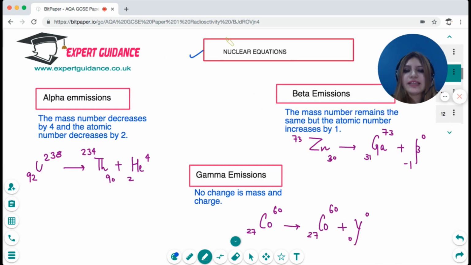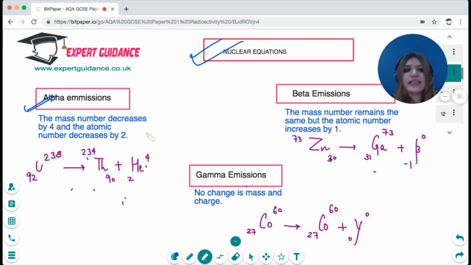Now, in the exam, they can give you a nuclear equation. In the nuclear equation, remember, whenever an alpha particle is emitted, the mass number goes down by 4 and the atomic number by 2. In beta, the mass number remains the same, but the atomic number increases by 1, and in gamma, no change.